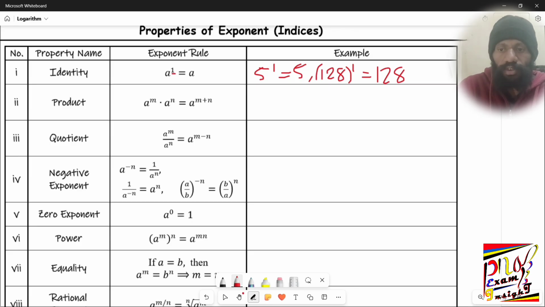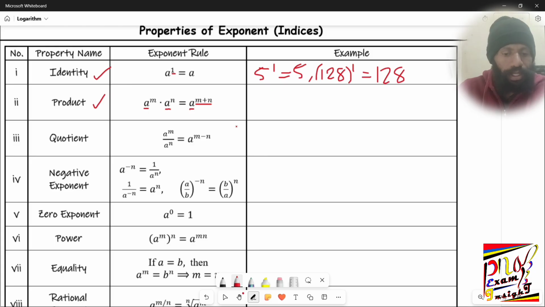Okay, next, we're done with identity, let's move on to product rule. So product rule states that when multiplying with the same base, we have the same base a and a, different powers, m and n. When multiplying with the same base, we just add the powers. So look at it, we add powers m and n together, we retain the common base a.